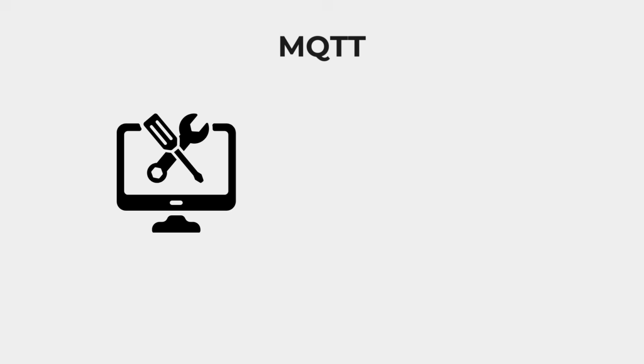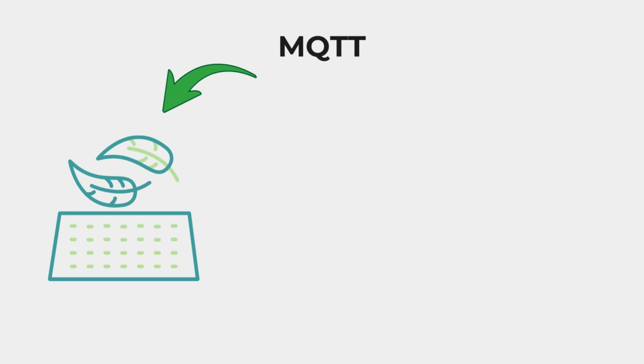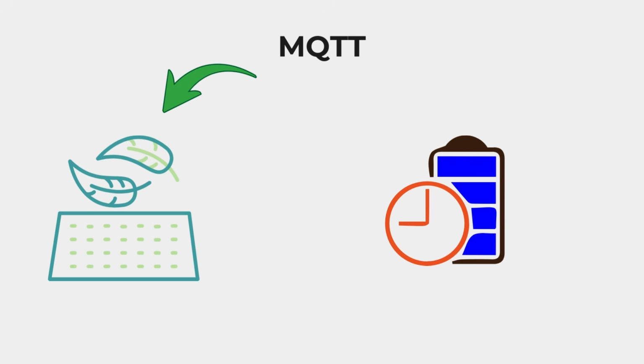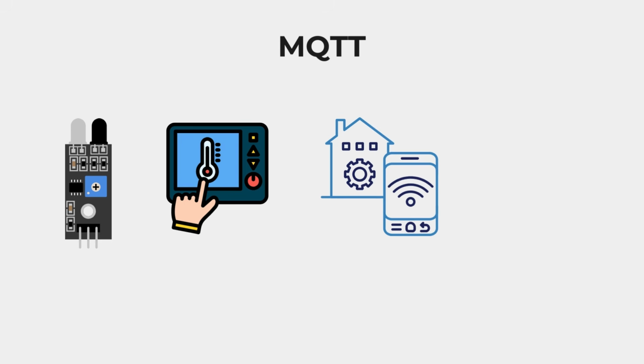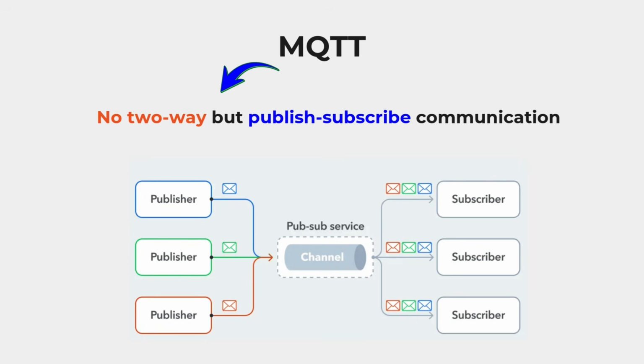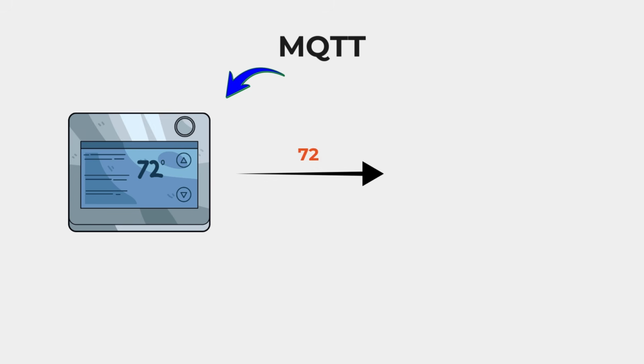Unlike traditional internet protocols that consume significant bandwidth, MQTT is extremely lightweight and optimized for low power devices. This makes it ideal for battery powered sensors, smart thermostats, home automation systems, and industrial Internet of Things applications. Here is how it works. Instead of two-way communication like HTTP, MQTT uses a publish-subscribe model. Devices can publish data, that is, send messages to a central broker, and other devices can subscribe to topics they are interested in. For example, your smart thermostat publishes temperature data and your phone subscribes to receive those updates.